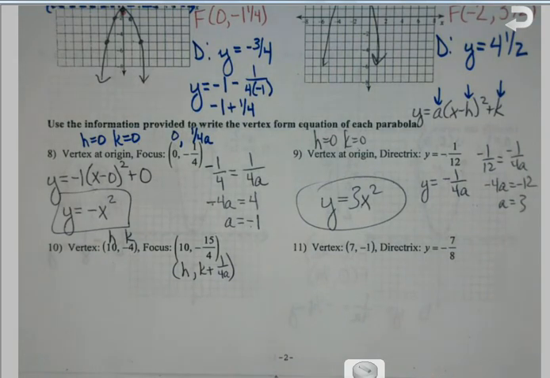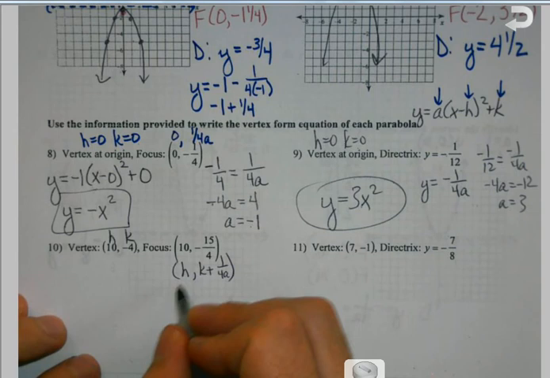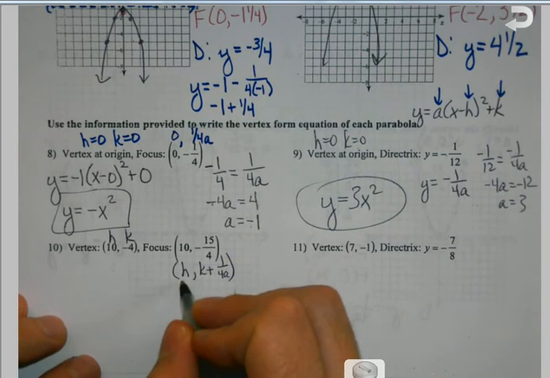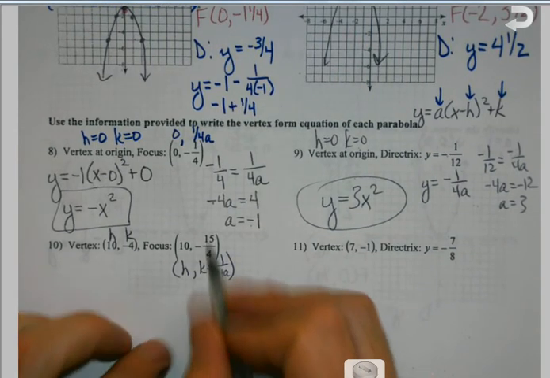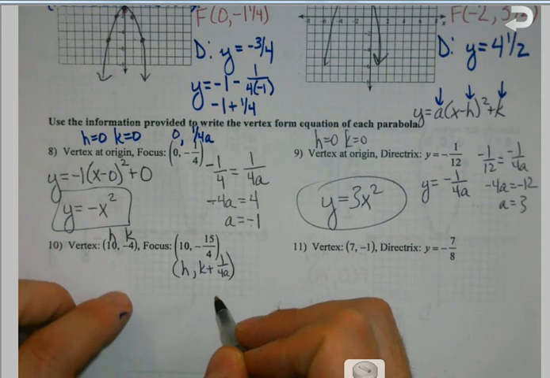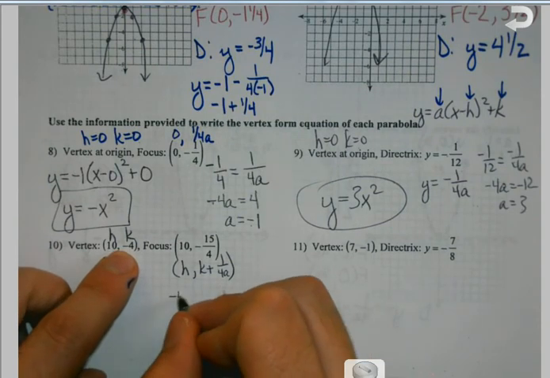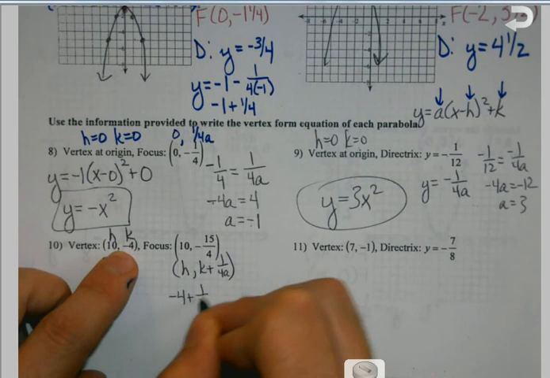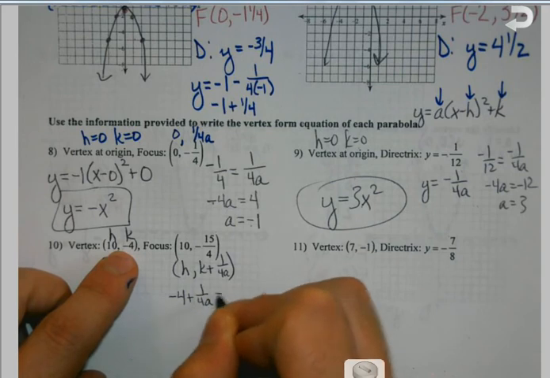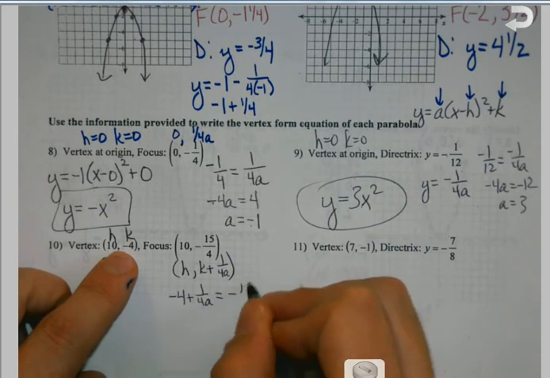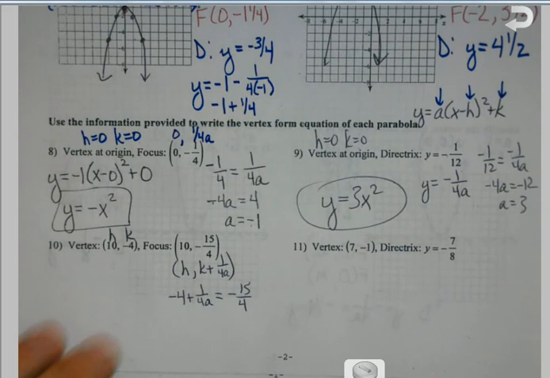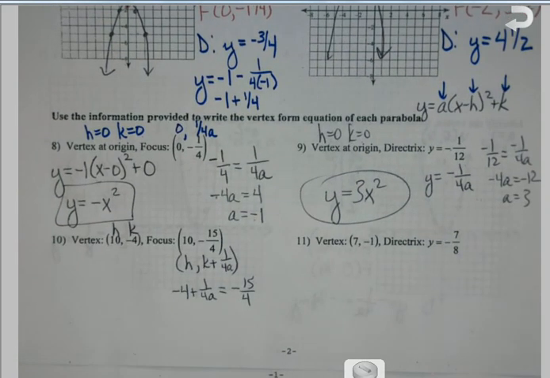Well, the h's are the same, so that's not a big deal. These are the two things I'm going to be setting equal. So I've got negative 4 plus 1 over 4a equals negative 15/4. Again, we're just playing the algebra game here.